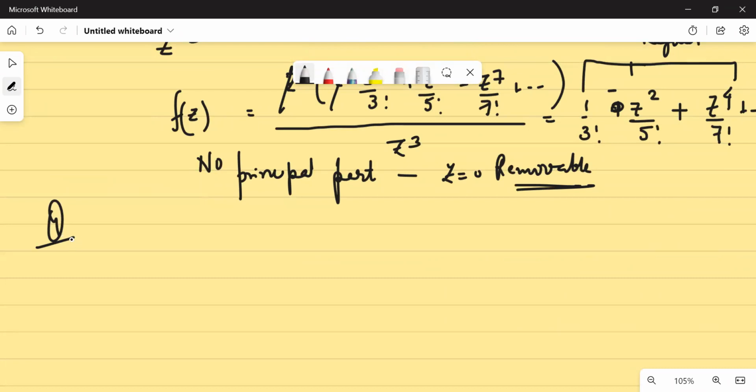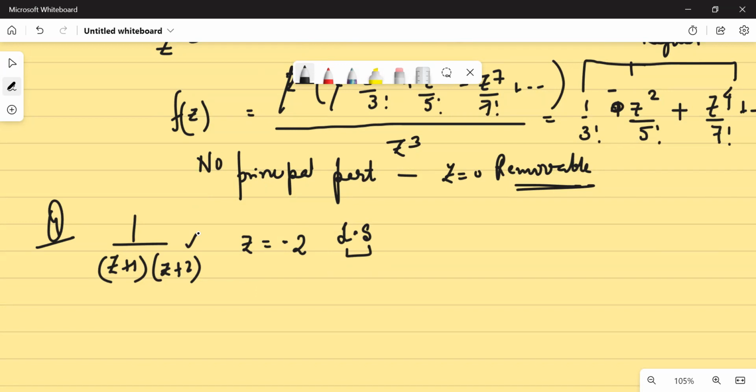ठीक है, try to do this question then. I think would you be able to do it? चलो एक-एक करो. 1/(z+1) into (z+2). एक काम करो, z equal to -2 के about करो. Write a Laurent series expansion about z equal to -2. Z equal to -2, you can clearly see that this is a singularity. Yes or no? Now try to write Laurent series expansion and also see कि क्या कह सकते हैं, किस type की singularity है z equal to -2. अभी के लिए सामने दिख रहा है z equal to -2 is a simple pole.